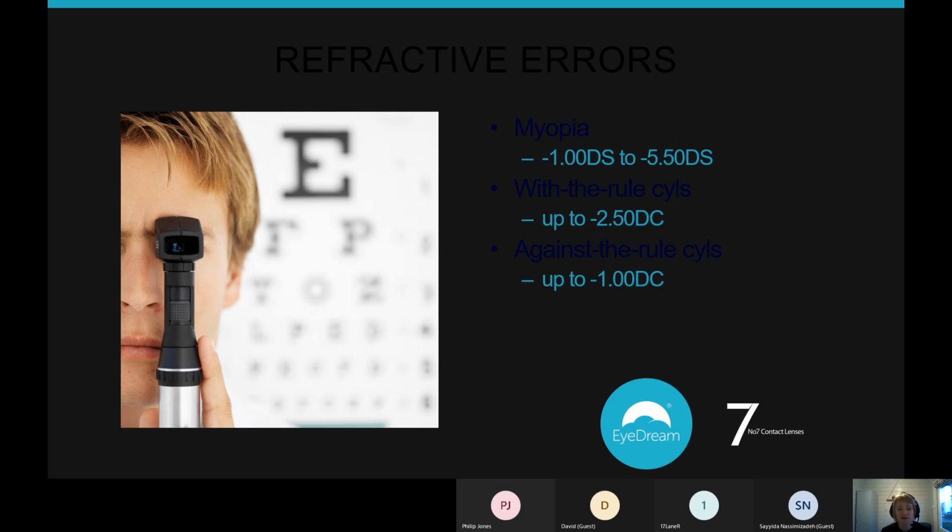But for the moment, we're sticking with -250 for with the rule sills and up to -1 for against the rule sills. Your with the rule and your against the rule can be a plus or minus 20. Anything in between that, those oblique sills, you may need to really decide whether that patient is going to tolerate having that sill as a residual, because it's unlikely to go anywhere.